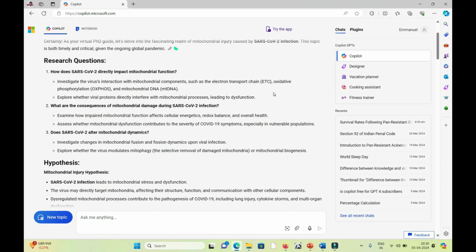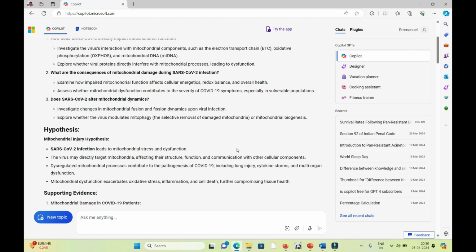So I have decided to choose the first one because it is looking at the electron transport chain and oxidative phosphorylation, which I feel can be looked at in the lab. The second one is more like I need to look at patient follow-up. So I have to take up patients infected with COVID and follow them up. And fission and fusion dynamics are quite an advanced concept. So I am quite happy with the first response.